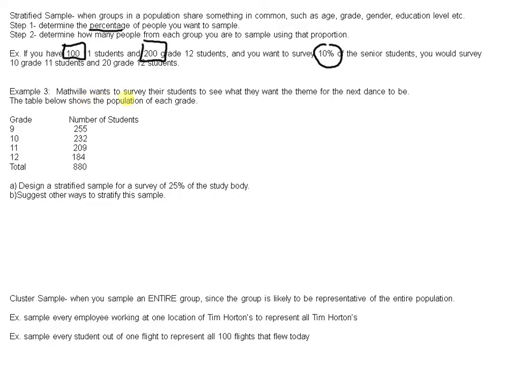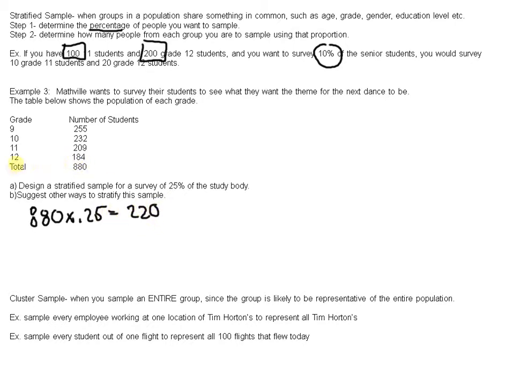Okay, so here's a little bit more complicated, it's not too complicated regardless, example 3. Mathville wants to survey their students to see what they want for a theme for the next dance to be. Okay, so here are the grades of the students, here are the numbers of the students. Okay, so let's design a stratified sample for a survey of 25% of the student body. So if we want 25% of the student body, what I would do is first, we know that 880, which is the total students, 880 times 0.25, we're going to end up sampling 220 students.